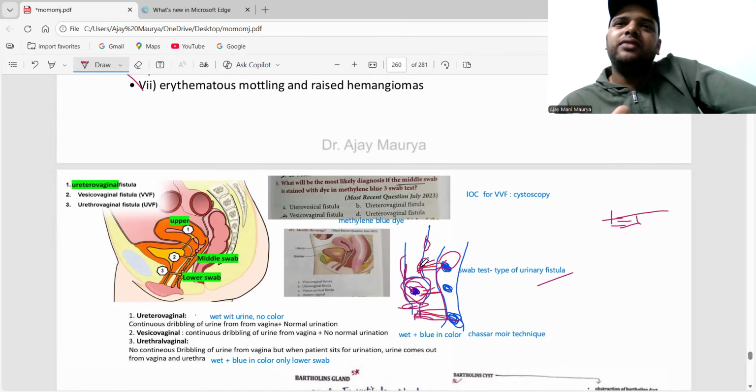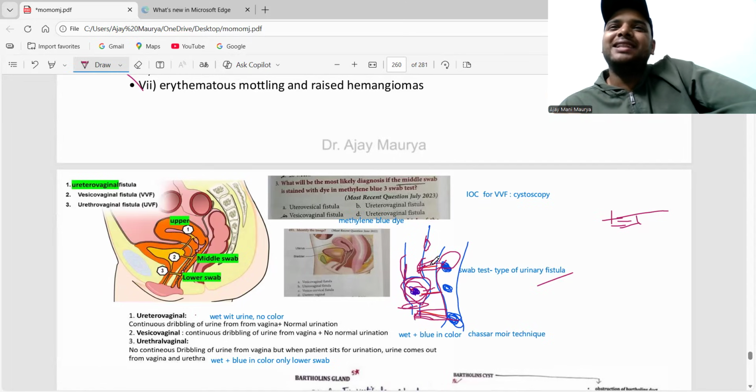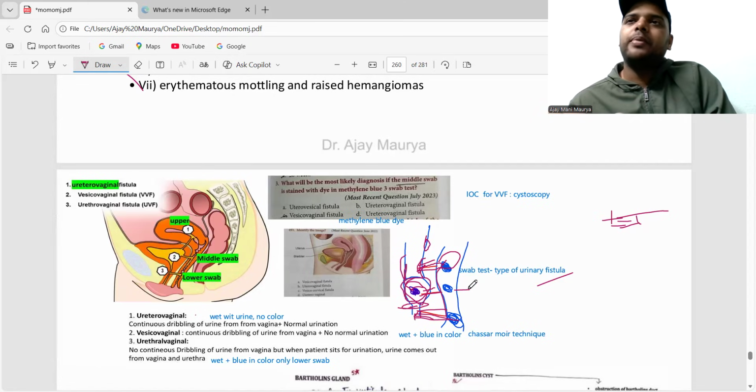See here, if the urine comes from the ureter to the vagina, then the cotton swab will be wet, and because of this urine the color will change. That's why there is wet urine with no color on the swab.